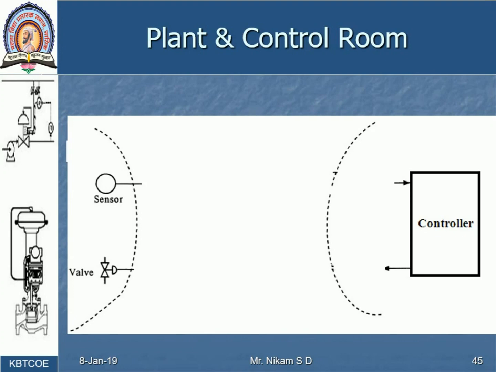The next part is a transmitter. When we say we have a controller, we have to control the process. This is a process area, correct? In this process area, we have completely defined the loop.